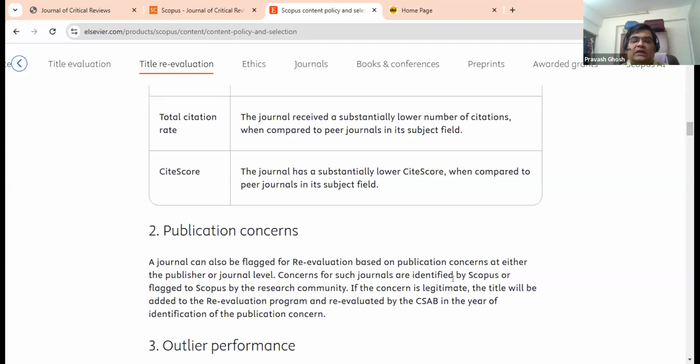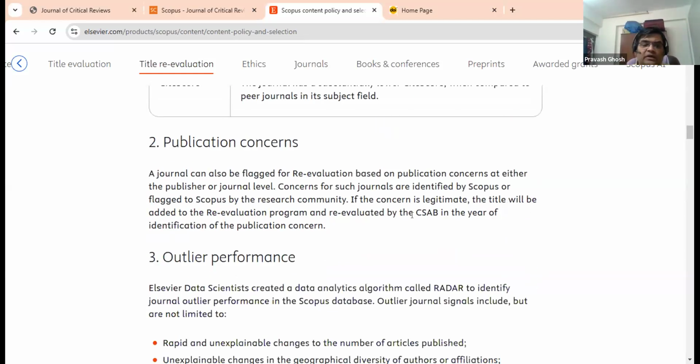Concerns for such journals are identified by Scopus or flagged to Scopus by the research community. Watchdogs will tell that this journal is publishing and taking money, then CSAB will come into action. They will see whether the journal is taking money or not. 40,000, just like I told you, Migration Letters were taking 40,000.